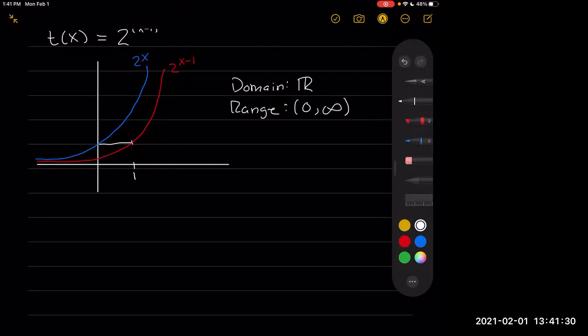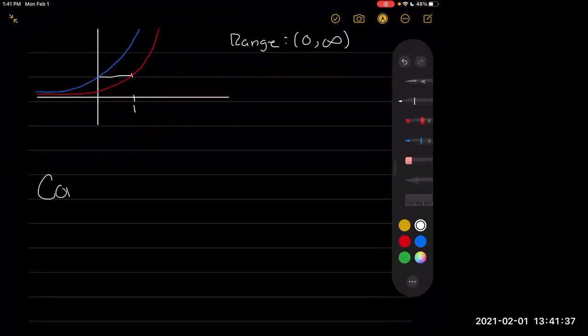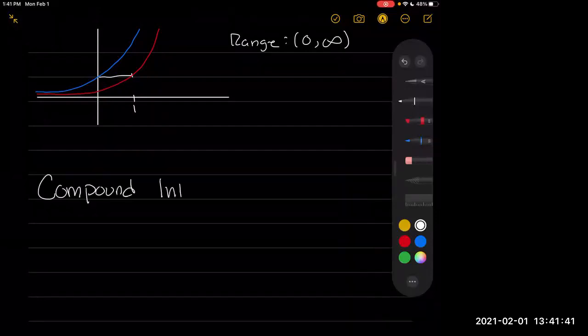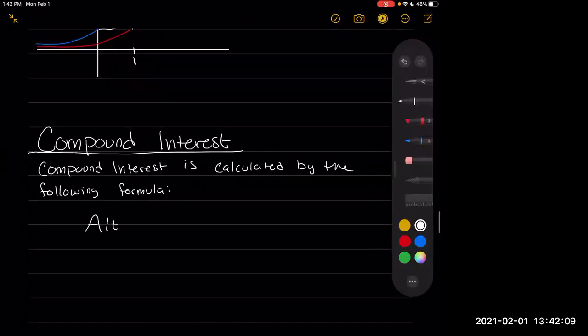Okay. Now we're going to look at something that is useful with exponential functions, and that is an application with compound interest. So compound interest is calculated by the following formula. A of t equals P times 1 plus r over n, all raised to the n times t power.